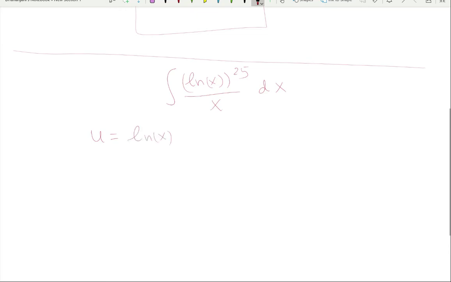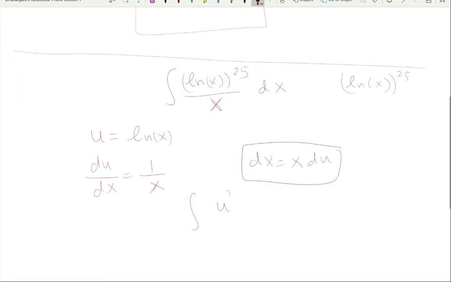Now think, why can't we choose (natural log x)^25 as my u? Why can't u be (natural log x)^25? Think why. Okay, I will let you think about that. Now the derivative du, derivative of natural log x is 1 over x. See, its derivative is somewhere else in the integral. Now you anticipate that we are going to cancel it out, right? So dx is x du.